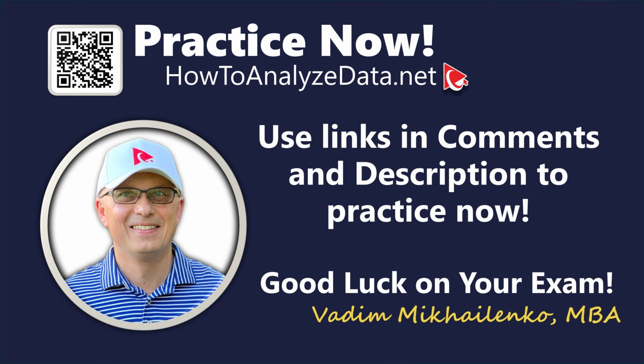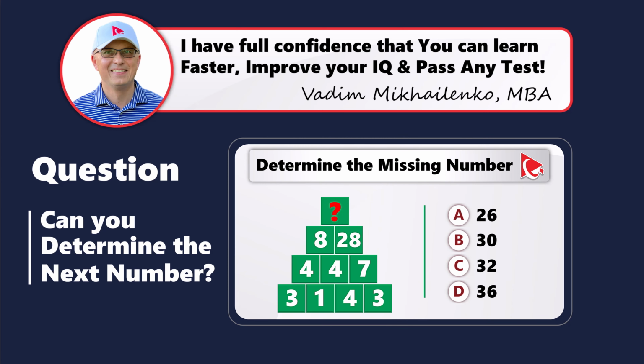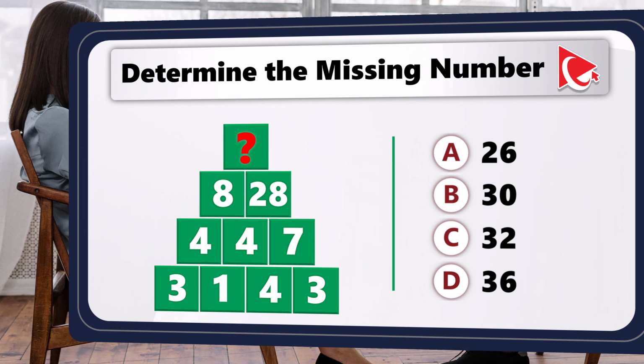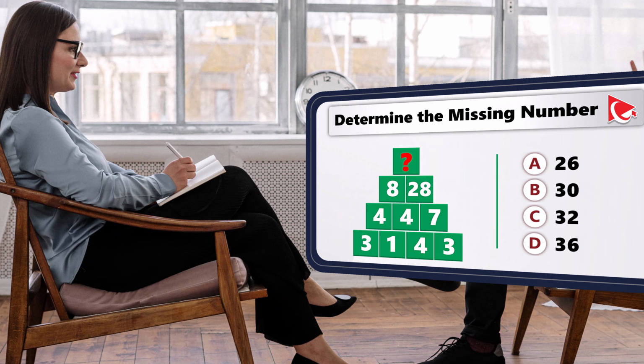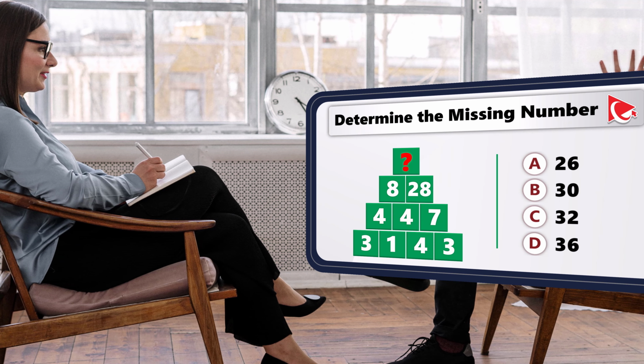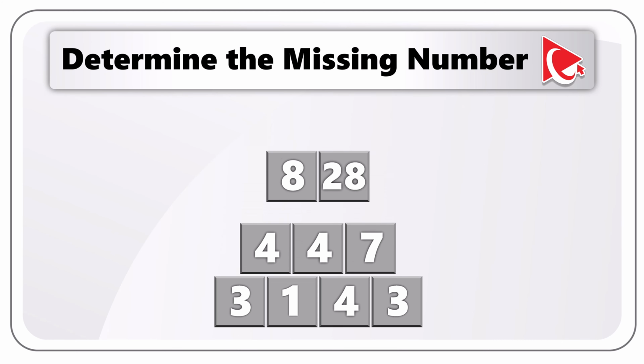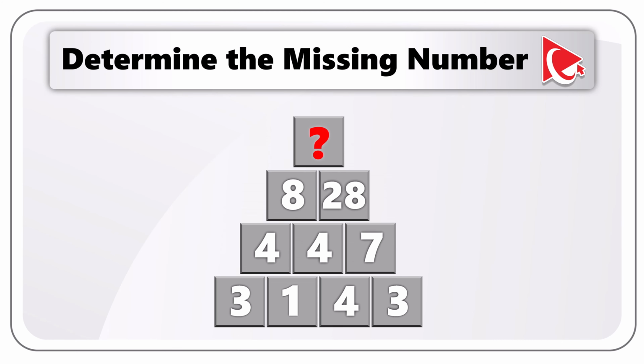Prepare to tackle this intriguing assessment test question, designed not just to test your mental math abilities, but also to foster your analytical skills, which you can use in day-to-day life. You need to determine the missing number, which is located on the top of the pyramid. The other numbers in the pyramid are 8 and 28 in the second row, 4, 4, and 7 in the third row, and 3, 1, 4, and 3 in the fourth row.